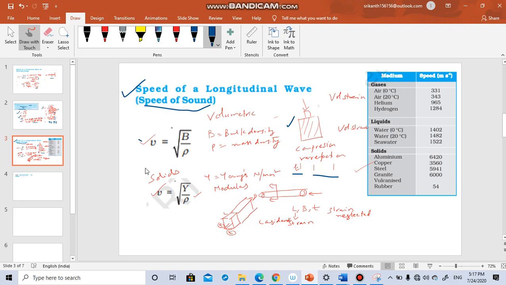So here also we want to calculate the speed. Here speed v is equal to root over B by rho. B is called the bulk modulus and rho is called the mass density. It will be given in the question. You have studied this bulk modulus in the elasticity chapter. Whenever we are calculating for a volumetric medium, such as gases and liquids, which undergo volumetric strain, we use this formula. But when we talk about solids, let us say we take a solid bar.